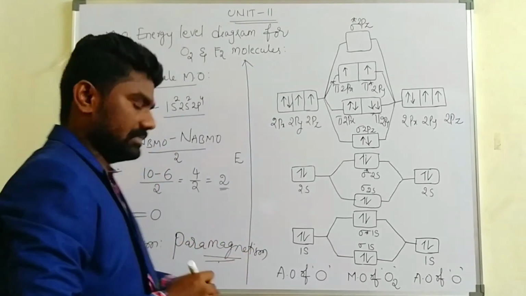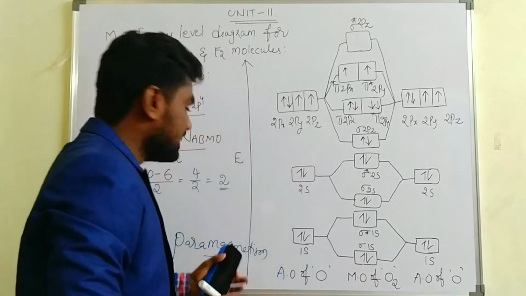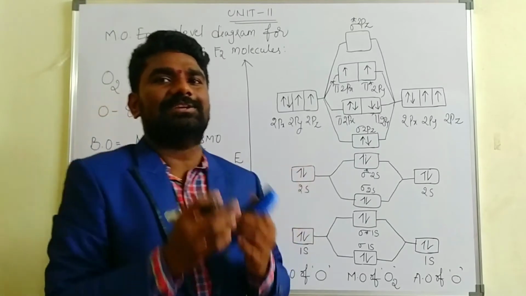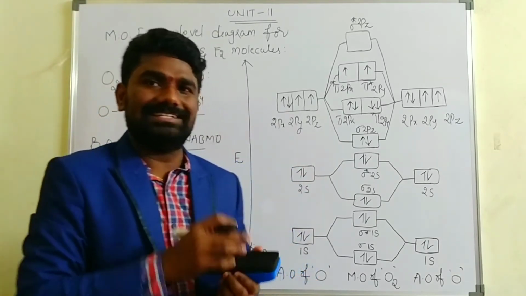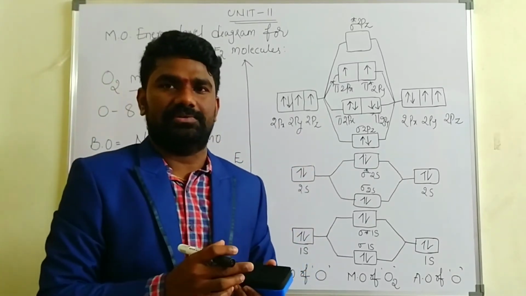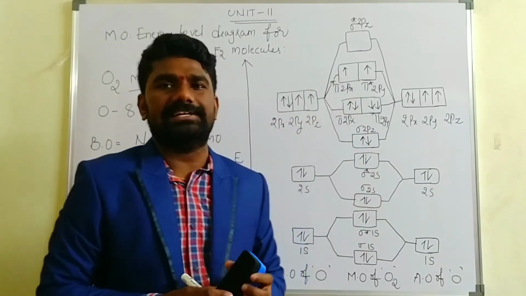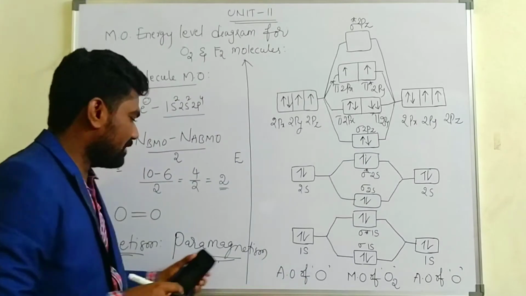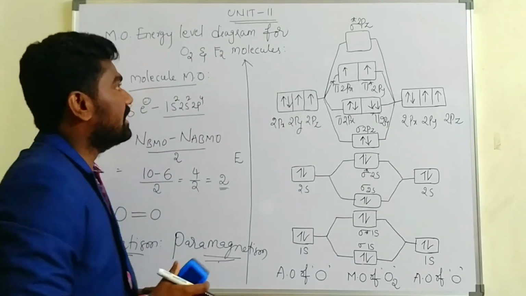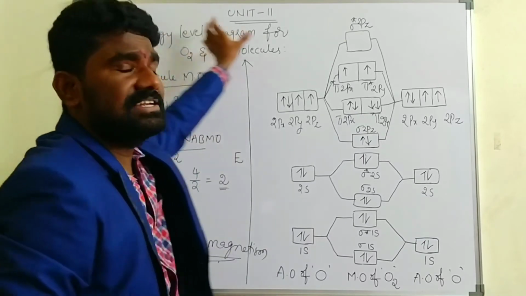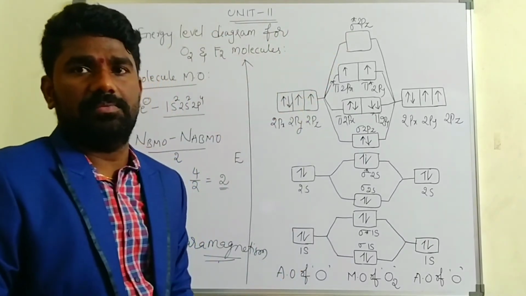Paramagnetic in nature. In the case of the nitrogen molecule, there are no lone electrons. All the electrons are paired up, so that is having the diamagnetic nature. But in the O2 molecule, we have two lone electrons, so it is having paramagnetism. Okay, this is the discussion about the molecular orbital energy level diagram for the oxygen molecule.